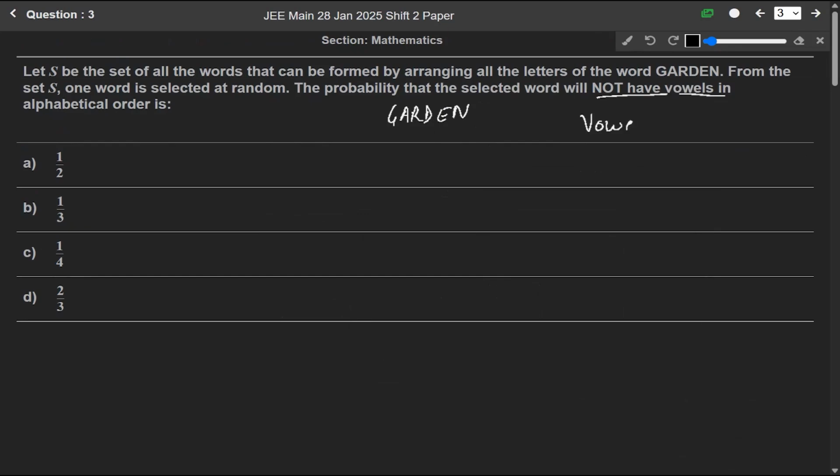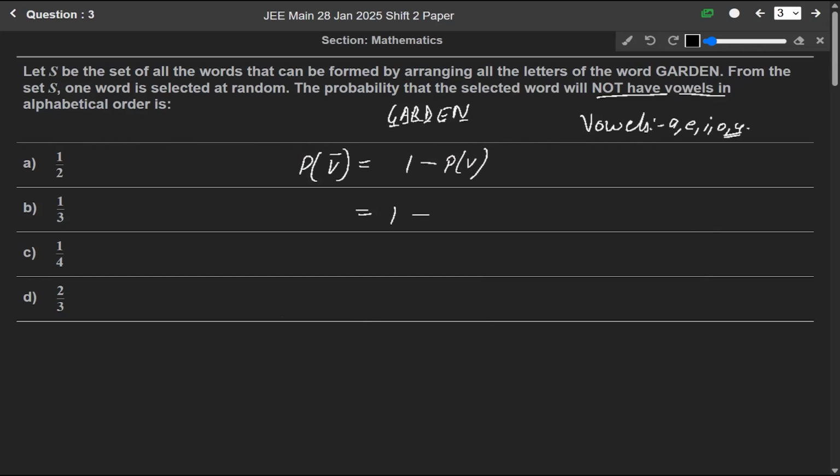Vowels means A, E, I, O, U. So it will not have vowels. Probability of not having vowels means 1 minus probability of having vowels. Okay. So it will be 1 minus, the word has 1, 2, 3, 4, 5, 6 letters.